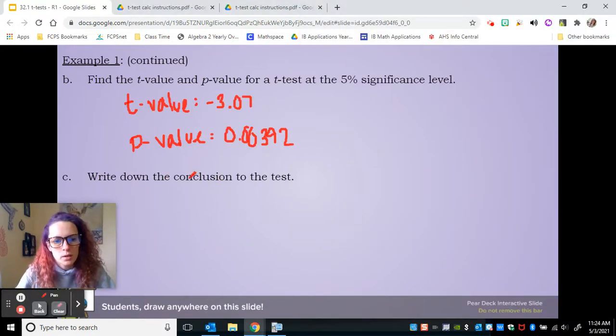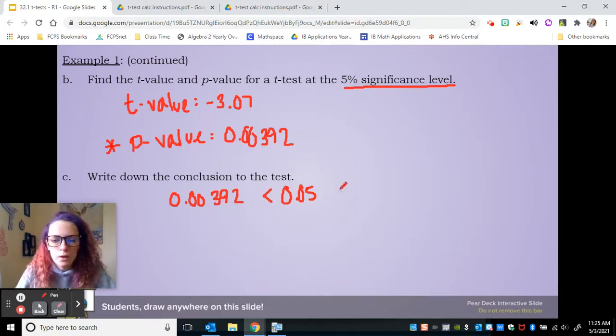All right, and then finally, part C, writing down the conclusion to the test. Again, we're only going to be using the p-value to make these conclusions because they're going to be giving us the significance level versus they're not going to give us anything to compare the t-value with. So comparing my p-value with my significance level, again, changing that percent to a decimal, 0.0392 is less than 0.05, so therefore I am rejecting my null hypothesis.